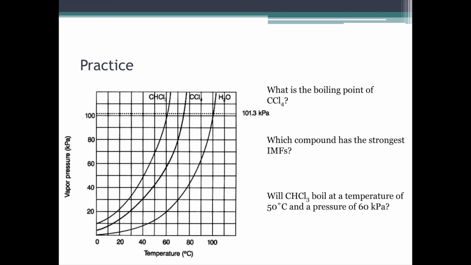All right, there's a practice. The first two questions are pretty easy. The last one might give you some trouble, but go ahead and try. Pause the video when you're ready to hear the answers. Unpause.